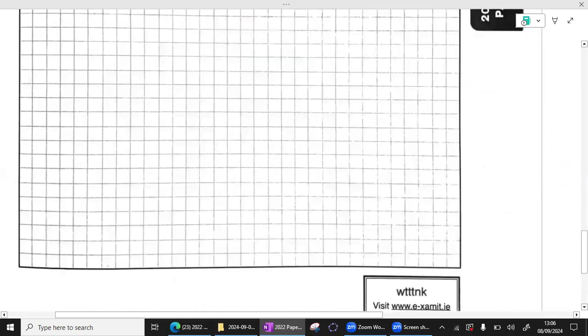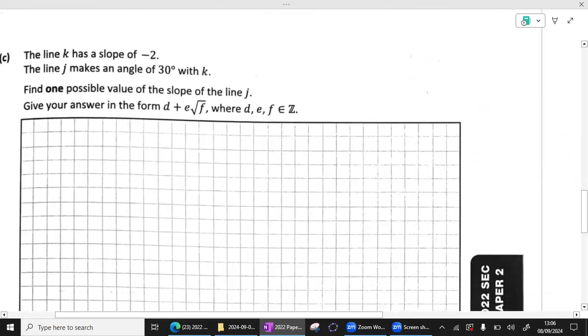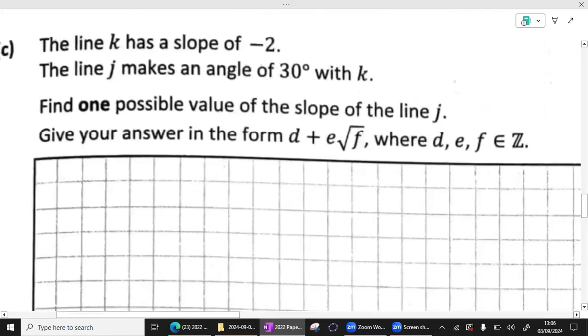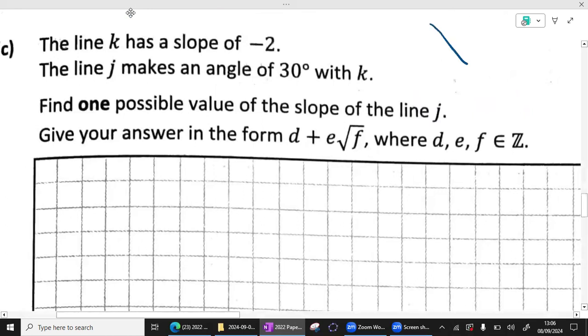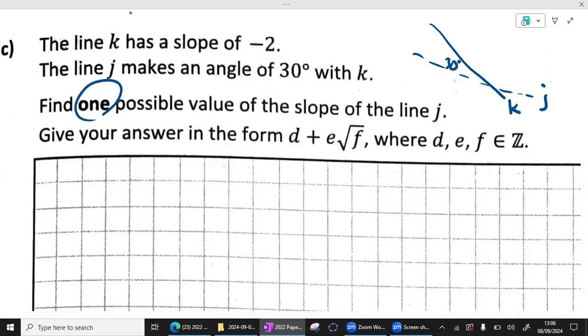And then I think one more question. Yep. So the line K, so a completely different line, has a slope of -2, and the line J makes an angle of 30 with K. Okay, so let's say that's K for the moment. We have another line that meets K at an angle of 30, apparently. Find one possible value of the slope of the line J and give your answer in this form. So there's going to be surds in here somewhere.